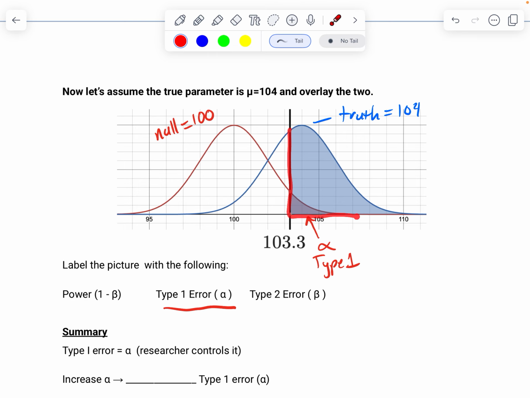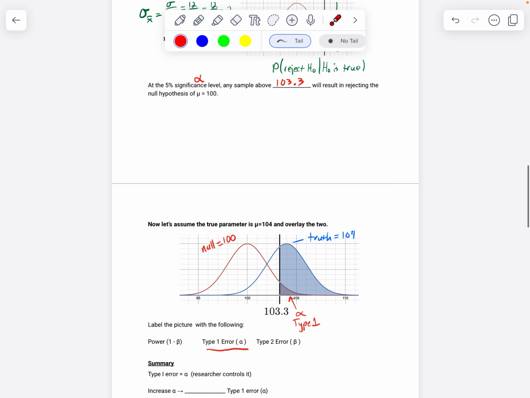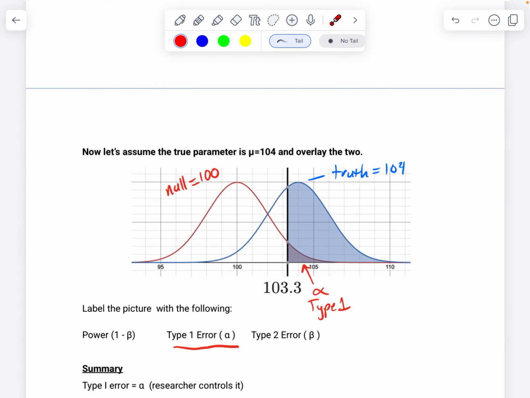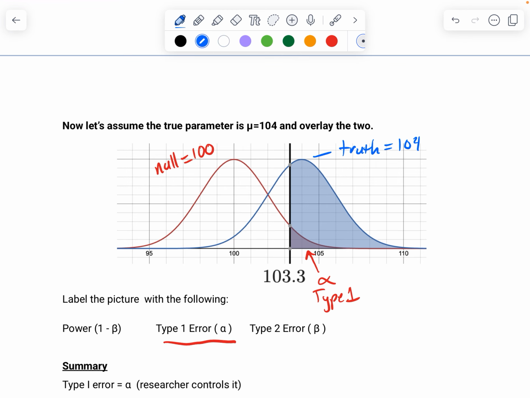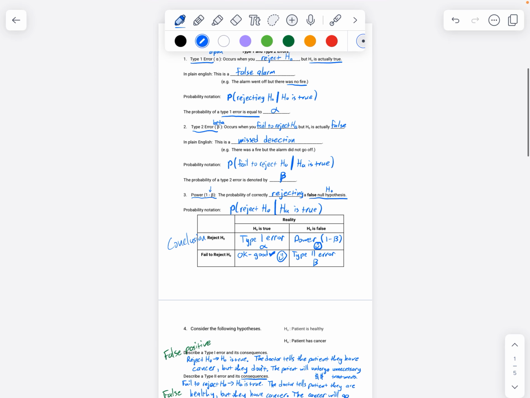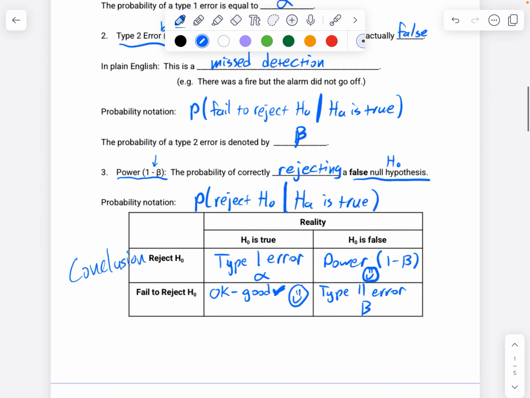So if HA is true, what percent of the time will you actually reject H0? That would be this blue section. Remember what we wrote here? Any sample above 103, that's that black line, will result in rejecting H0. So this blue section is the power, and that's 1 minus beta, according to our little notes up here, right? 1 minus beta for power.